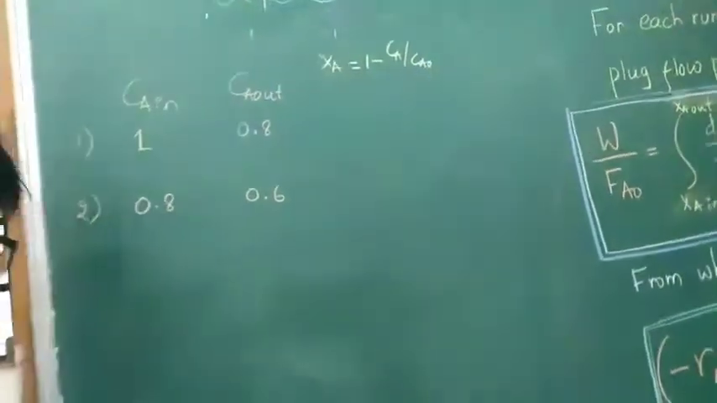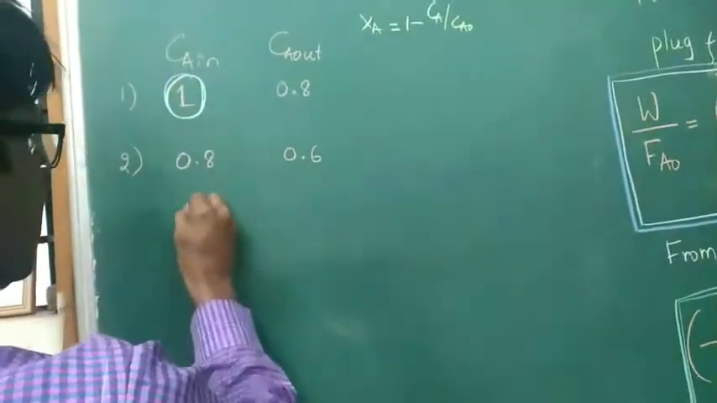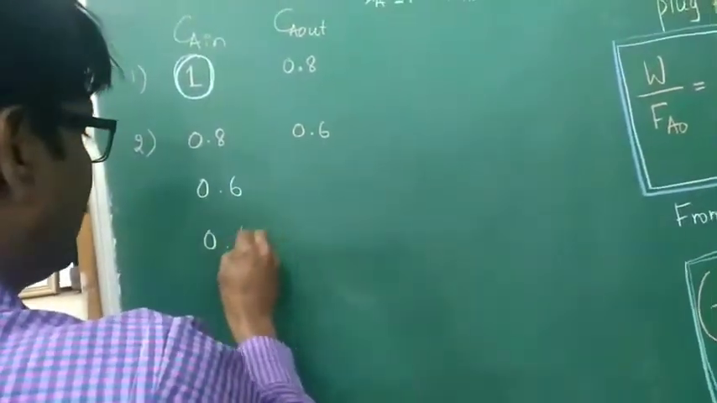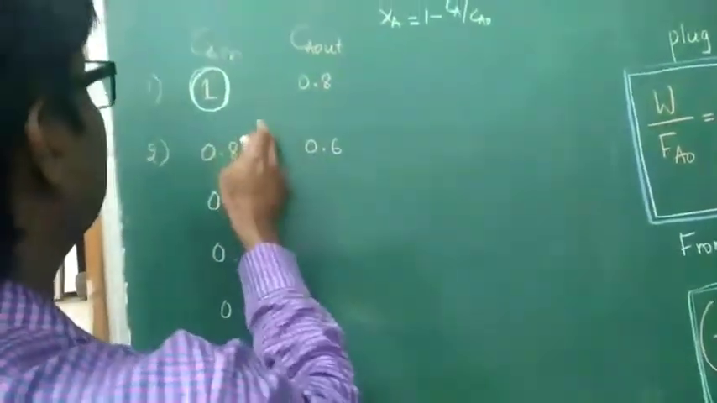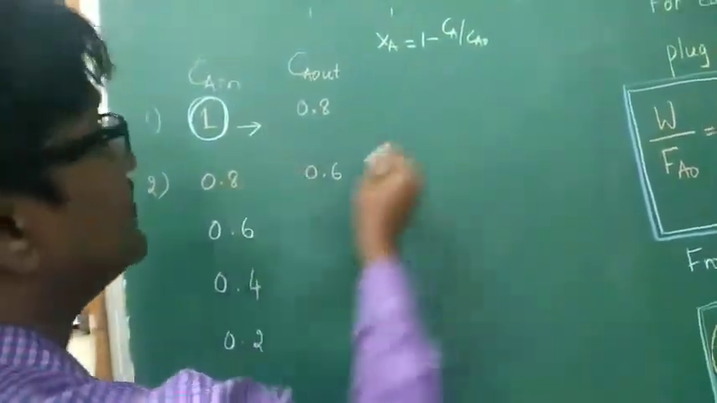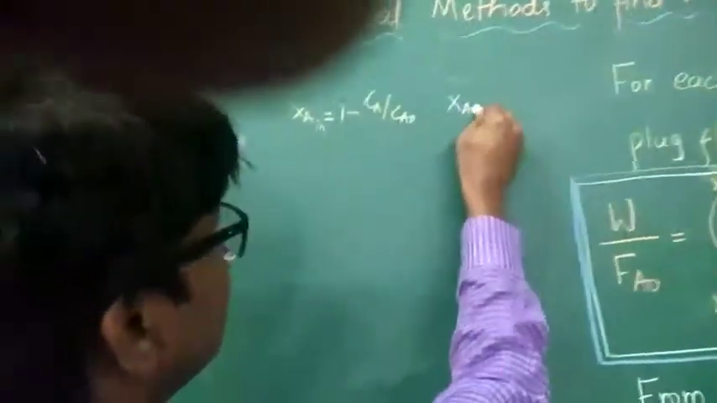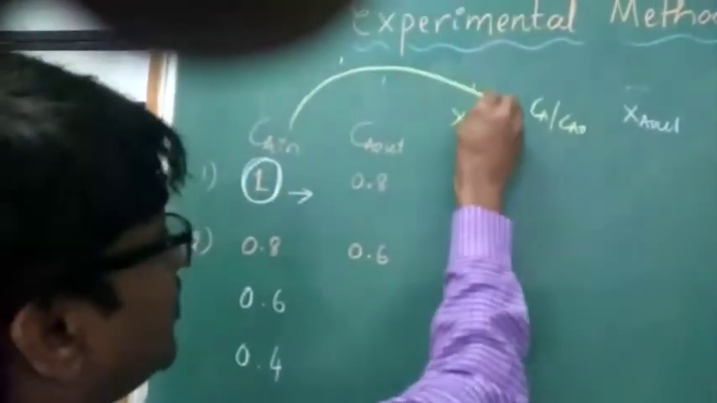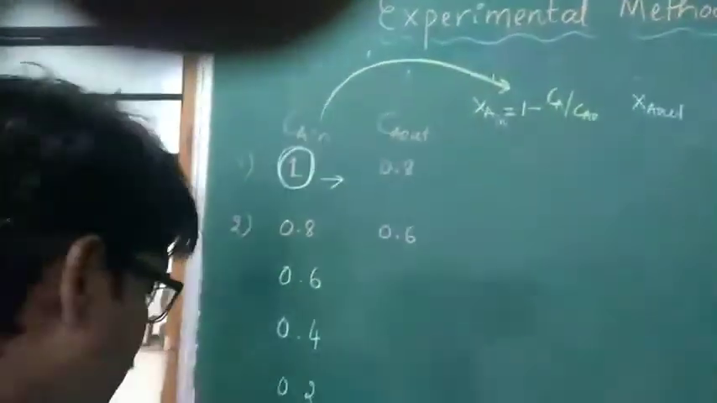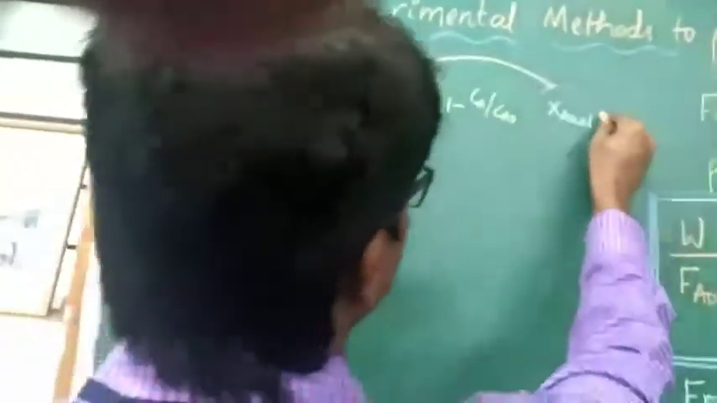What is CA naught? CA naught is the highest concentration, whatever the highest concentration is, while you may be using 0.6, 0.4, 0.2. So CA naught is the highest concentration. So this gives Xa in. Can I calculate Xa out? Yes, Xa out can be calculated. So this will be based on the value of CA out.